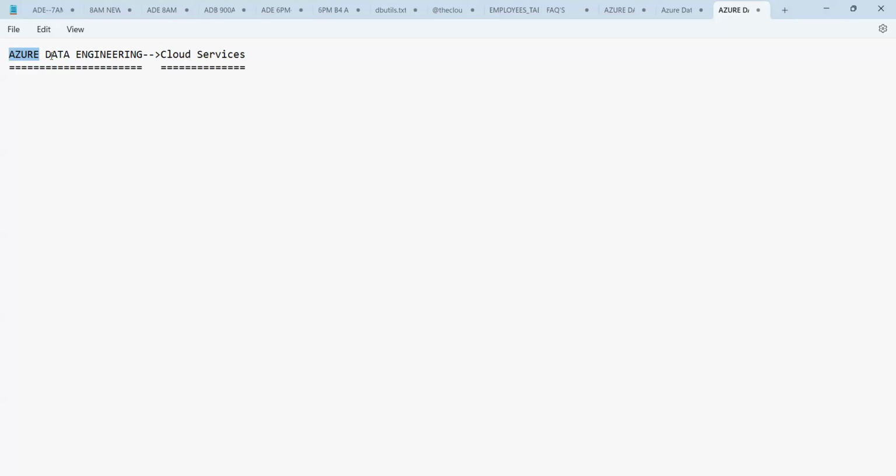Then you also have data. Data stands for information, and engineering is the application of techniques. So in broad terms, we can say applying techniques on the data by using Azure. Hence this is called Azure Data Engineering, which is a bunch of cloud services.